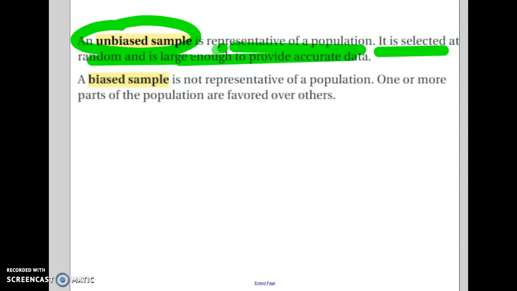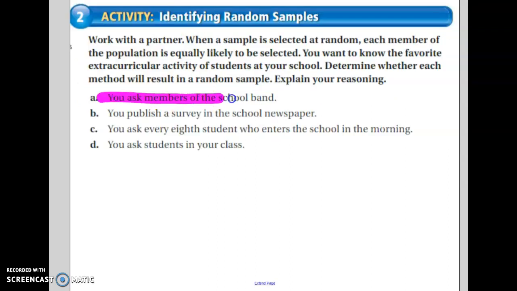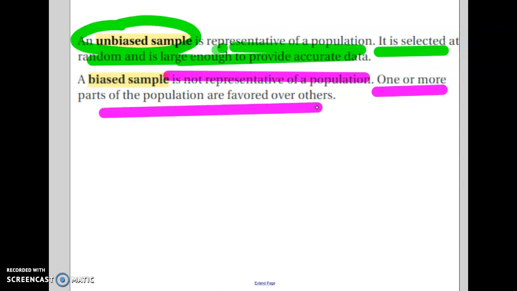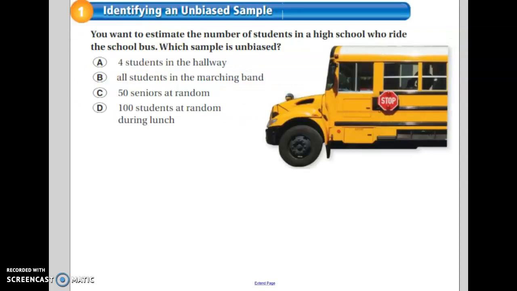Now, a biased sample is not going to be representative of the entire population. That would be the case of asking members of your school band. That might be biased because they might say that their favorite extracurricular activity is the band. So a biased sample is where one or more parts of the population are favored over others. On to the examples for this lesson.